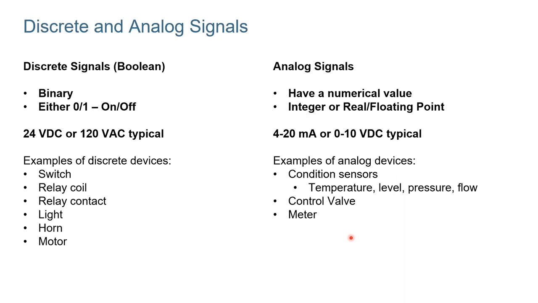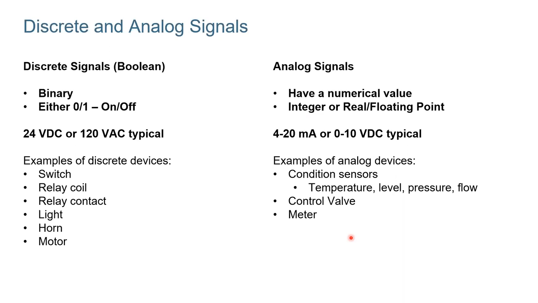So in the PLC, the PLC is basically an industrial microprocessor. So it's an industrial computer, and the computer knows nothing else other than zeros and ones, ons and offs, right? So a binary signal or a Boolean signal is also what we're going to call a discrete signal. So these would be simply devices that can have only two states. They're either on or they're off. So an example of that would be a switch or a relay coil or a relay contact, light, horn, or a motor.